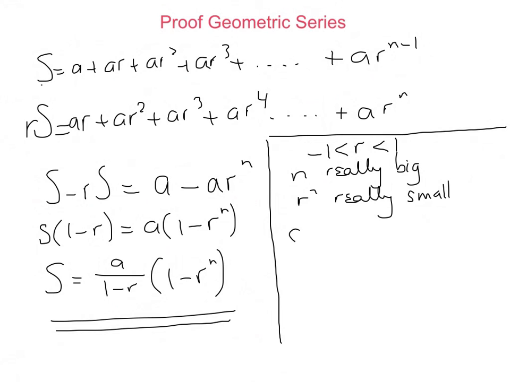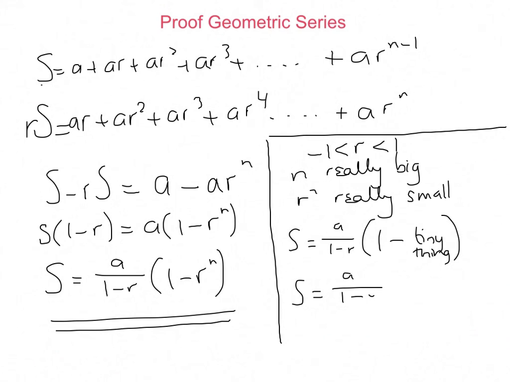So, if we look at this formula, what we have is A over 1 minus R, 1 minus something tiny. 1 minus a tiny thing is basically 1. So what we have is A over 1 minus R. And that is the sum to infinity, where n has got so big it's getting towards infinity. And it's only going to happen that it converges, that it ends up going to something nice, if R is between minus 1 and 1, so that as n gets large, R to the n gets small.